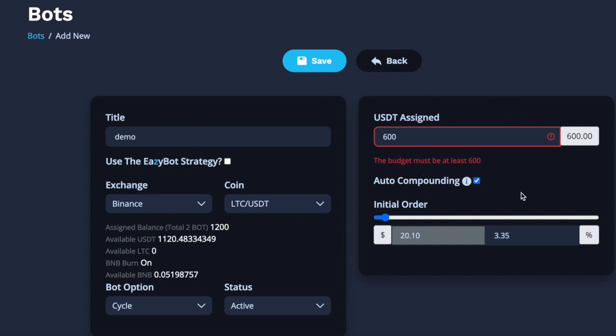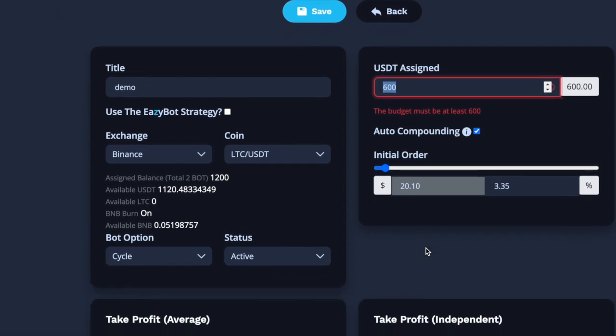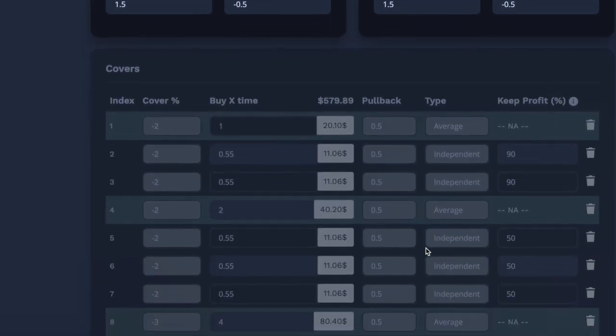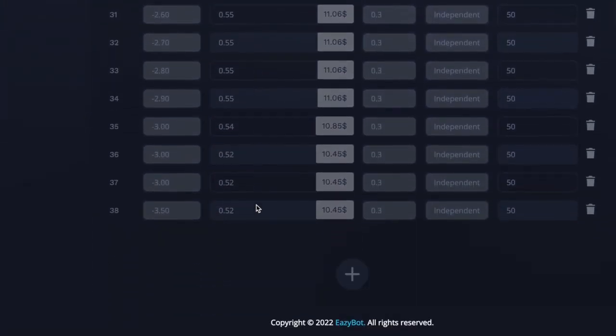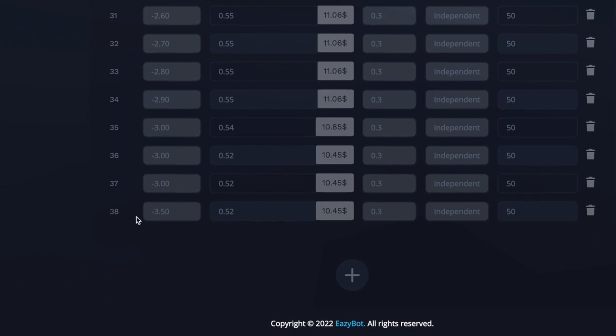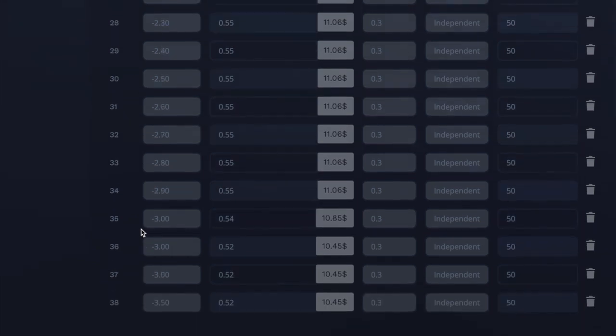So if you don't have the 600, you could still put the 600 in there, but it just means that your bot won't be able to carry out all the trading strategies. And if we look down below, and these are the trading strategies. And if you go all the way down to the bottom there, your bot would run out of money before it got to the bottom if you put a lower amount than the $600.